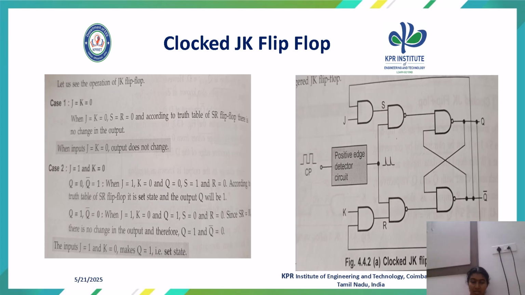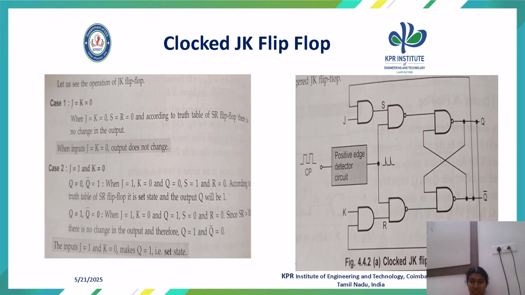The first case, when both the inputs are 0, that is J equal to K equal to 0. When both the inputs are 0, S equal to 0 and R equal to 0. According to the truth table of the SR flip-flop, there is no change in the output. So the output does not change; it follows the previous state.